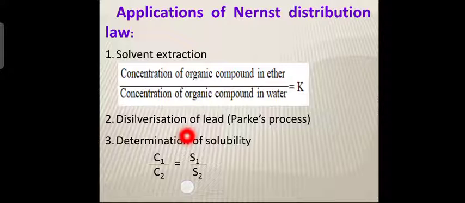Then you find out the distribution ratio. What is the ratio? C1 by C2 is equal to S1 by S2. So find out the ratio of concentrations. You will find that C1 by C2 is equal to S1 by S2, which is equal to Kd, a constant. Always this ratio will remain constant. Now what are S1 and S2? S1 and S2 are the solubilities of the solute in the two solvents.